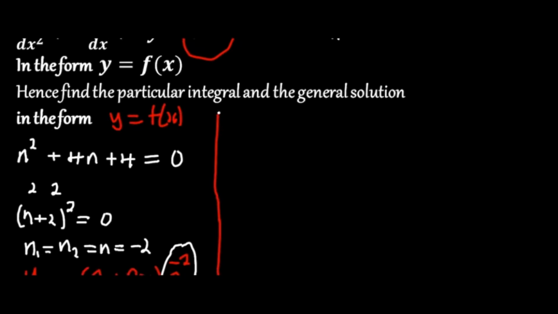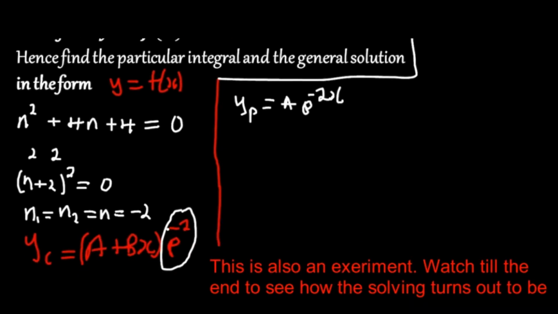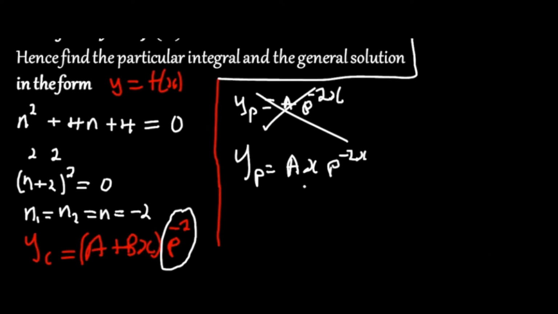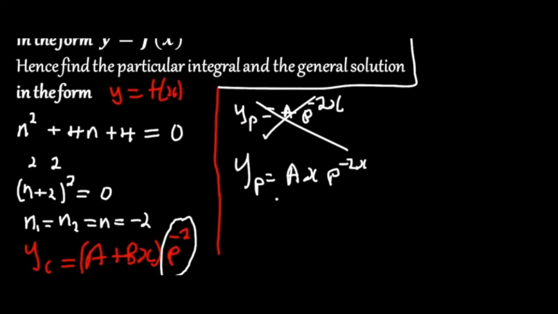So here the particular solution will have a special consideration. Normally we were supposed to have y particular equal to a e to the minus 2x, but now since our particular solution is part of our complementary solution, this is wrong. So we're going to have y particular equal to ax e to the minus 2x. From here we look for the first derivative, look for the second derivative, and we substitute here and get the necessary value of a.